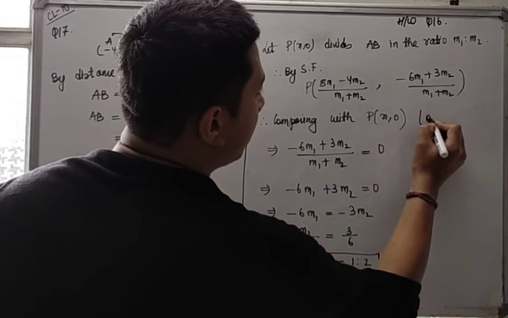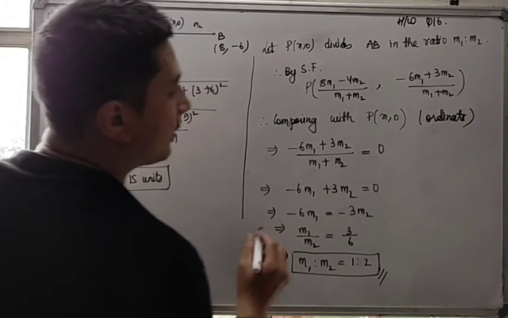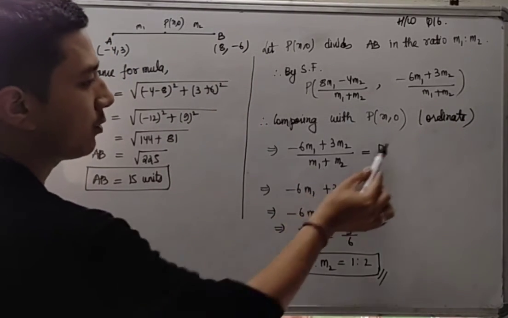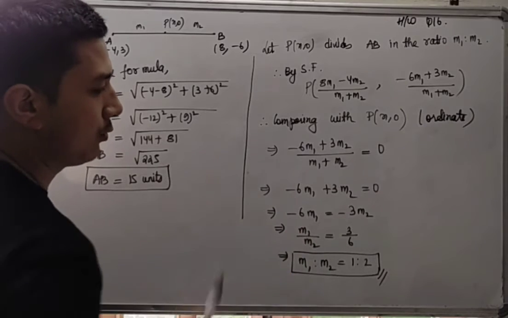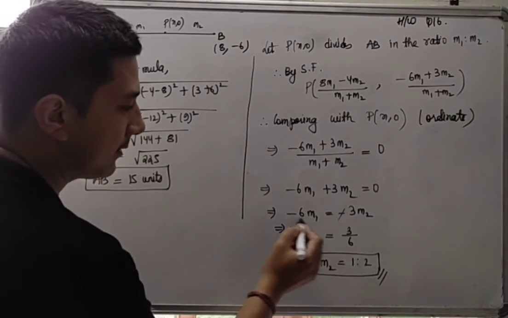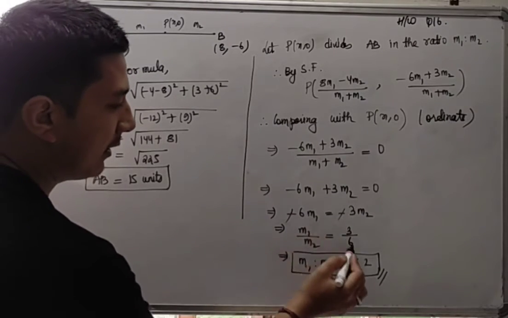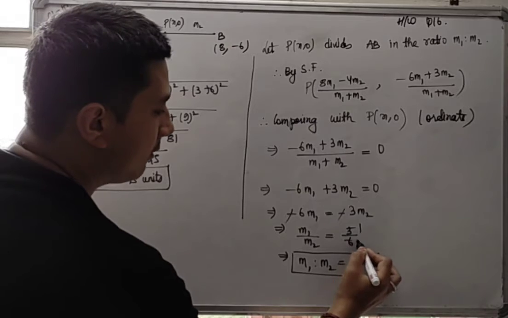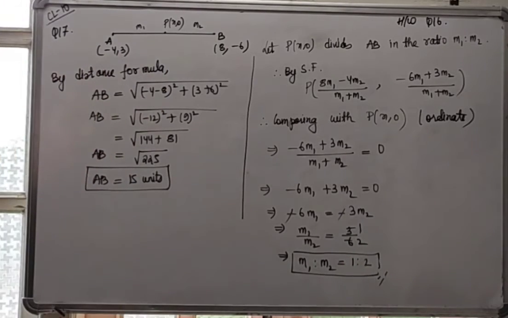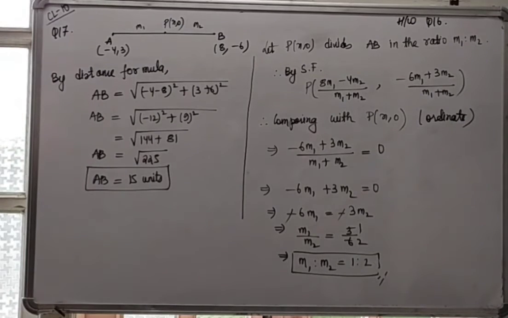Comparing ordinate. So ordinate means 0 is equal to this. So that is, this equals 0. Cross multiply, you'll get this is equal to 0. Take to the right hand side, it becomes -3. So minus and minus cancel out. So m1 divided by m2 will be 3 divided by 6. So 3 ones are, 3 twos are. Hence, what is the ratio, boys? m1:m2 is equal to 1:2. So this is the final answer. Pause the video and note it down.